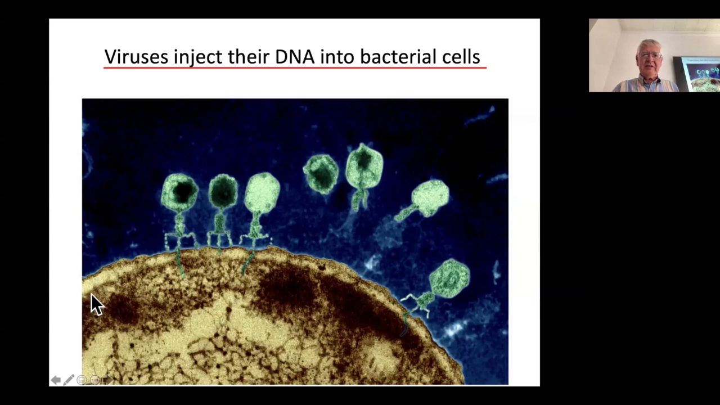And so here's a bacterial cell, and here are these bacterial viruses. They look a little bit like the lunar lander, right? All right. This is not a drawing. This is a real electron micrograph. And so these legs attach them to specific proteins on the surface of the bacterial cell.